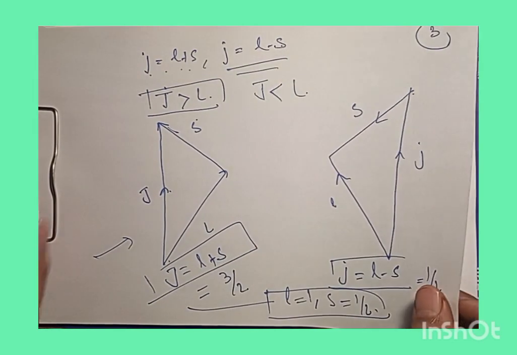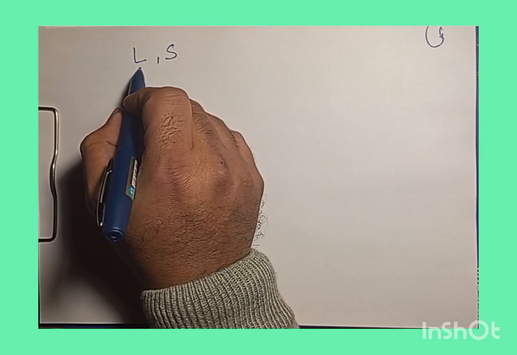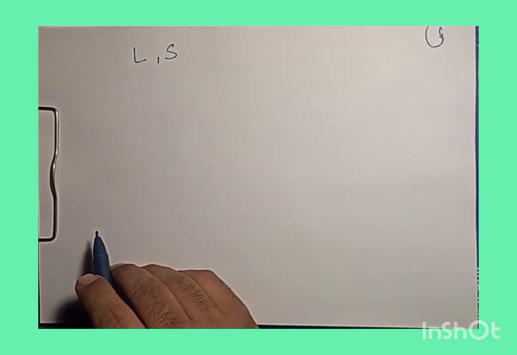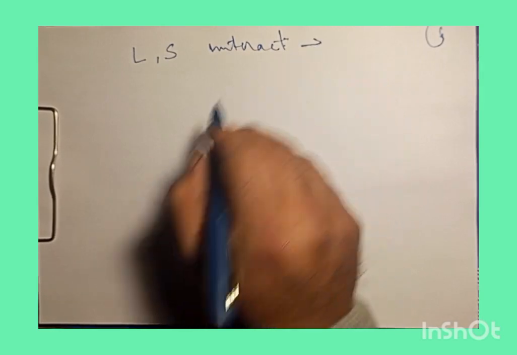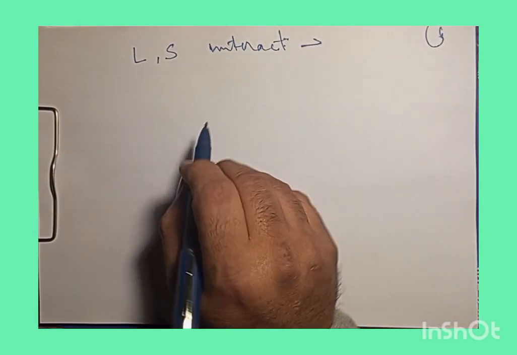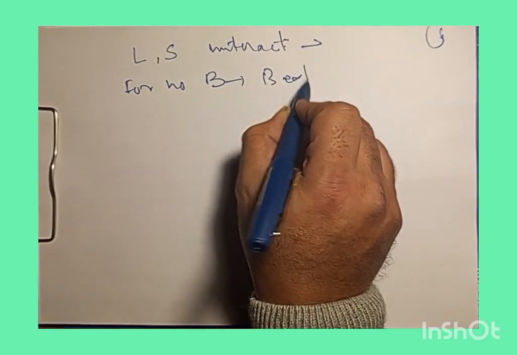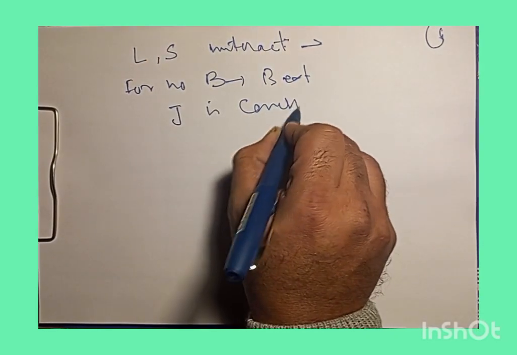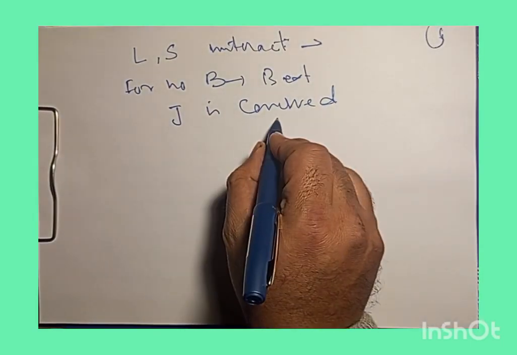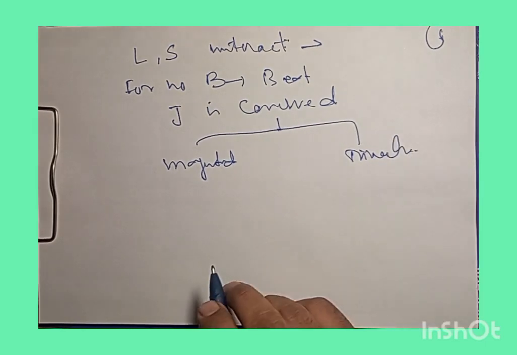Now what we have is the spin angular momentum S, and the orbital angular momentum vector L. And they interact magnetically, as we have discussed in the previous video. If there is no external magnetic field, the total angular momentum J will be conserved. J is conserved in magnitude as well as direction.